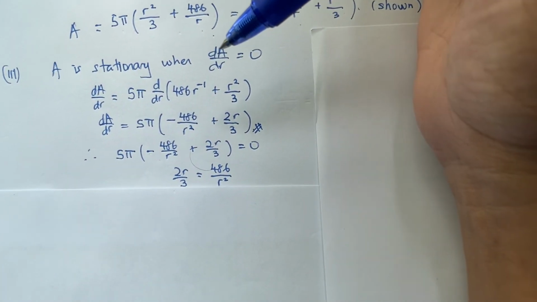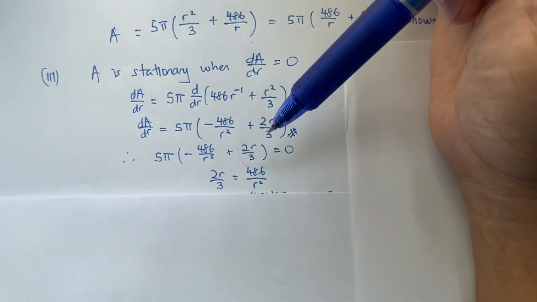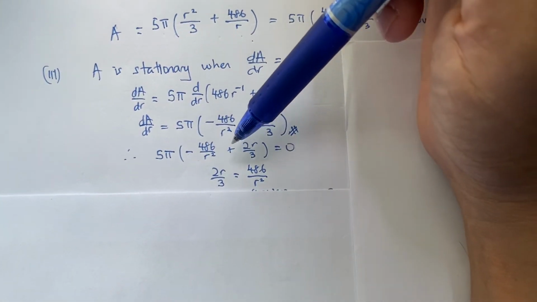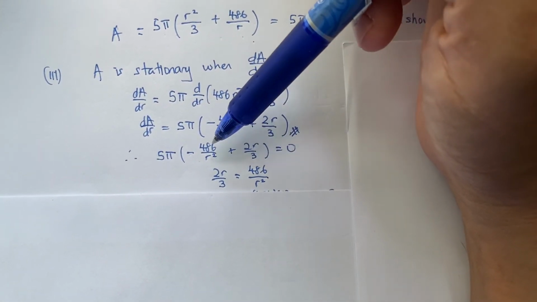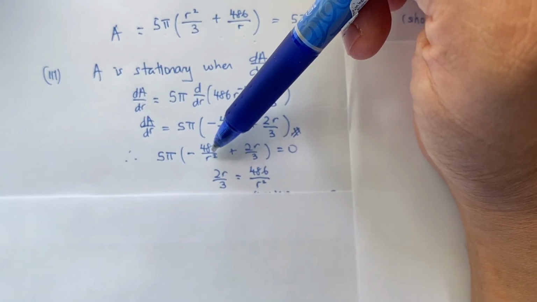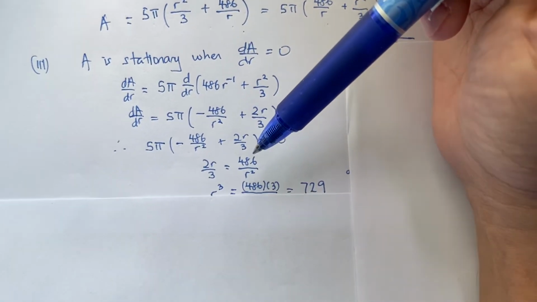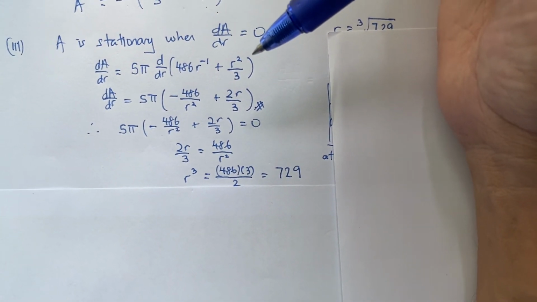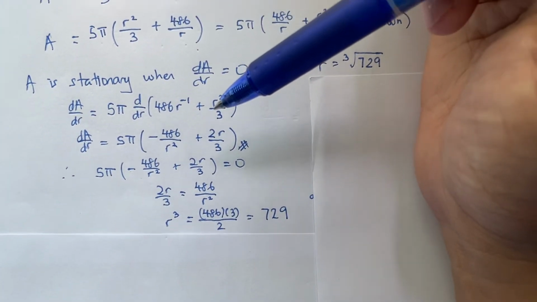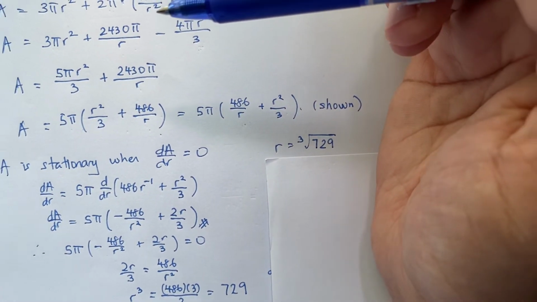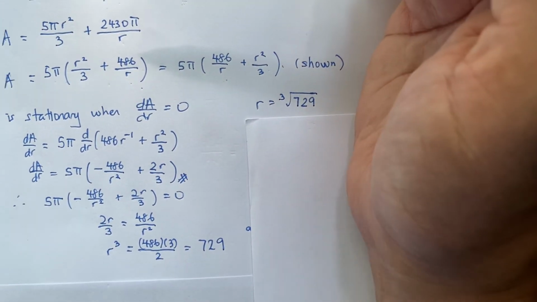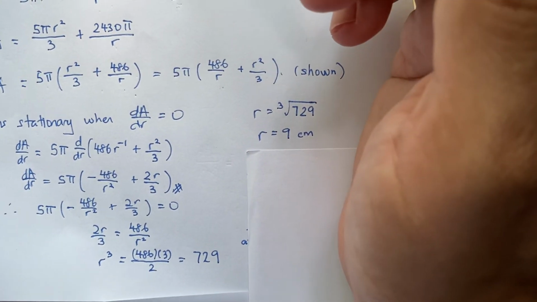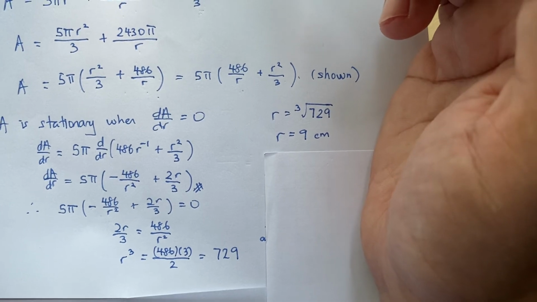Now, how do you get this? I divide both sides by 5 pi. And then 2r over 3 must be equal to 486 over r squared. I cross multiply. I'm going to get this. And therefore, r cubed is 729, and r will be 9 cm, the cube root of 729.